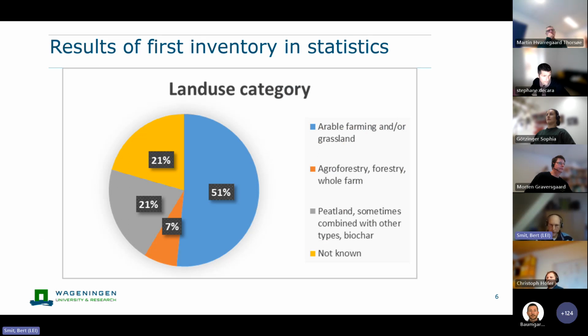So I would like to share some of the statistics that came from the first inventory from the public sources. The first one was about land use category. You see that about half of the schemes that we found were linked to arable farming or to grassland management. Agroforestry is also something that people pay attention to, and also, not unimportantly, peatland. We see a lot of schemes that deal with peatland restoration, sometimes also combined with other types like biochar.